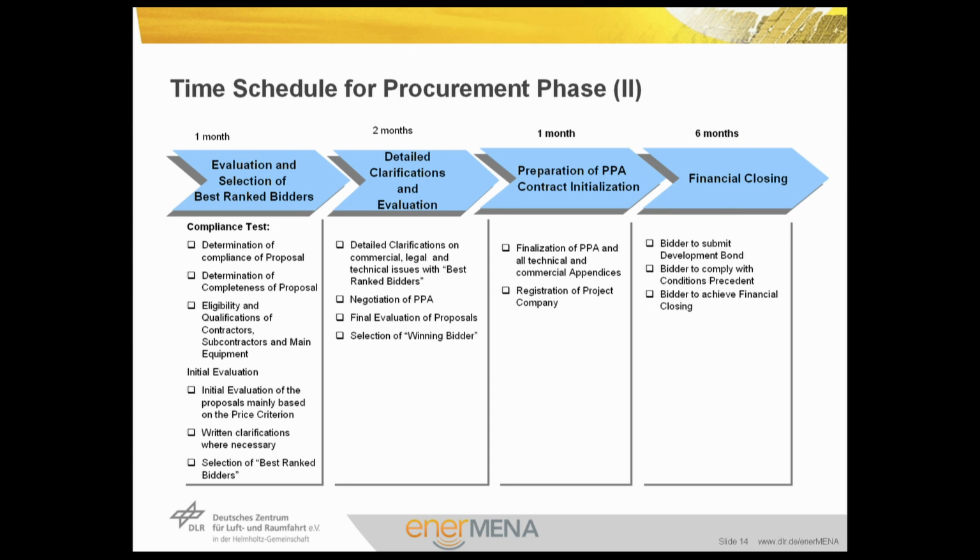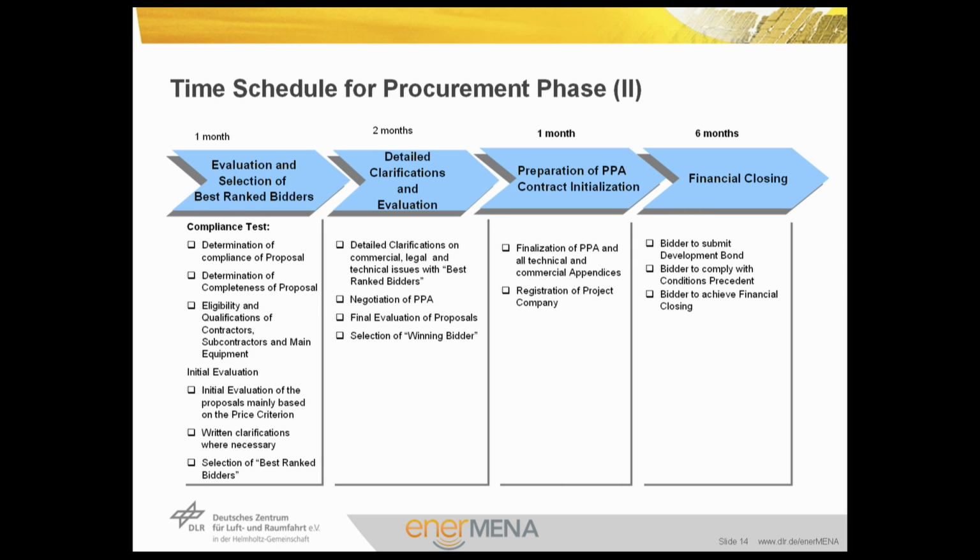The next step in the procurement phase is the so-called evaluation and selection of best ranked bidders. In this stage, a compliance test is made. The requirements of the tender documents will be compared here with the bids received. Based on this, it will be determined whether the proposal is compliant, whether it is complete, and whether the eligibility and the qualification criteria of the contractors and subcontractors are met. This is done normally during the first week after the deadline.